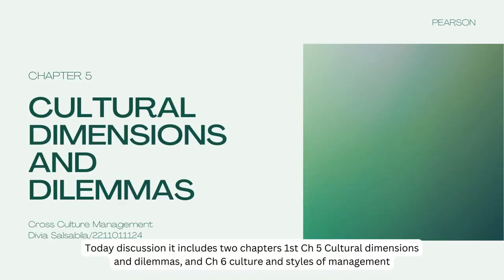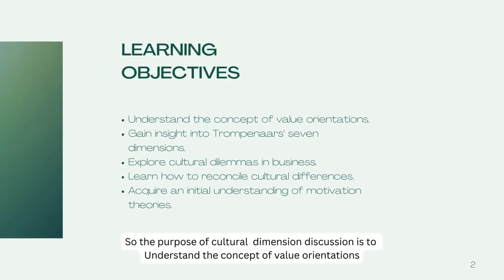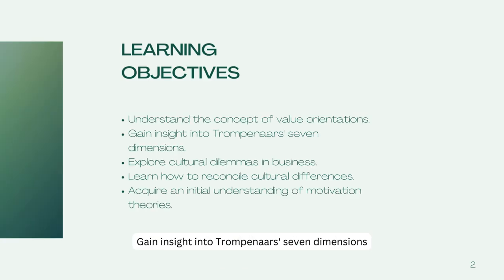Today's discussion includes two chapters. The first is Chapter 5, Cultural Dimension and Dilemmas, and Chapter 6, Culture and Style of Management. So the purpose of the cultural dimension discussion is to understand the concept of value orientations, gain insight into Trompenaars' 7 dimensions, explore cultural dilemmas in business, learn how to reconcile cultural differences, and acquire an initial understanding of motivation theories.